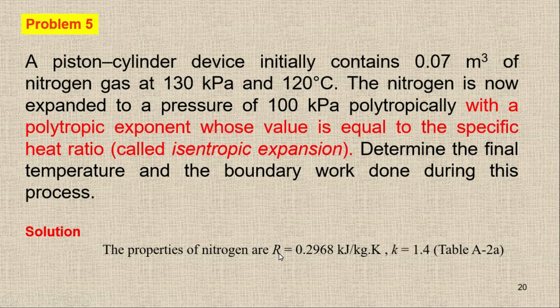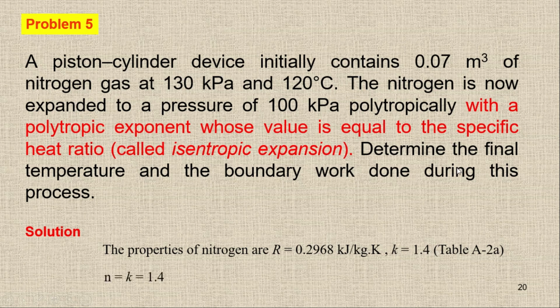Whenever we are using PV = mRT, where we have mass m in the equation, we have to use the gas constant rather than the universal gas constant. The universal gas constant is normally used when we have the number of moles. So we have the value of R and we have the value of k. Normally this k is the ratio of Cp upon Cv. For nitrogen, n is equal to k, which is 1.4.